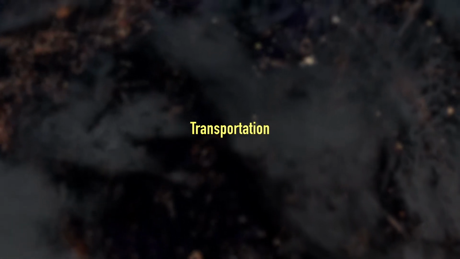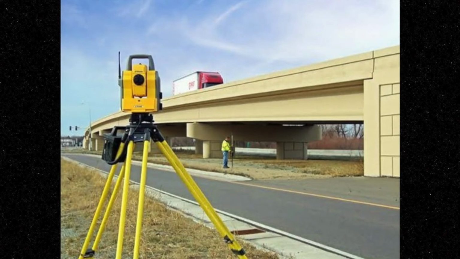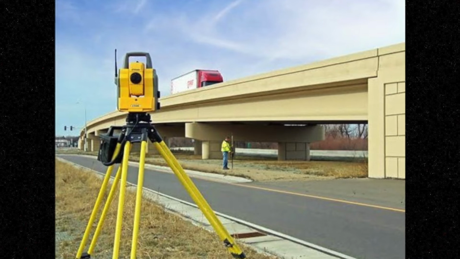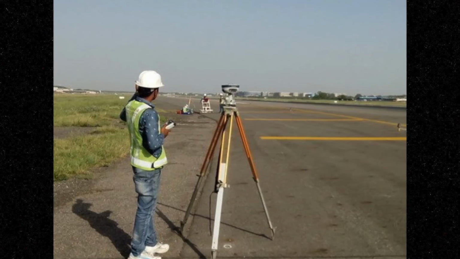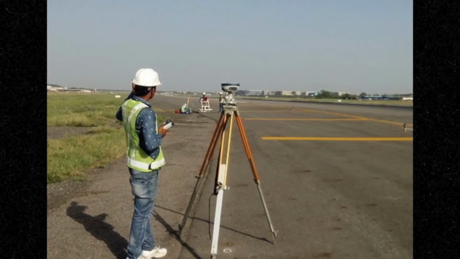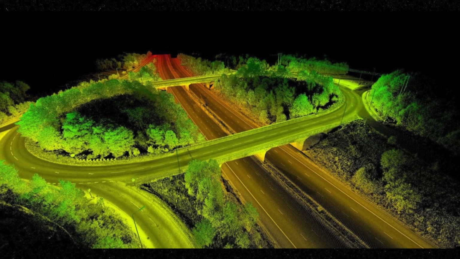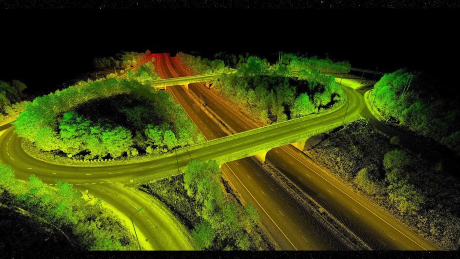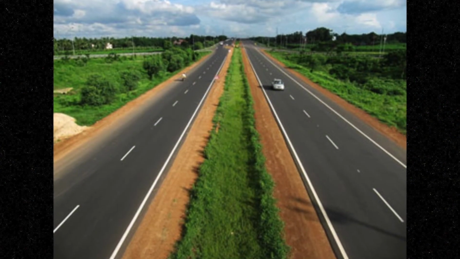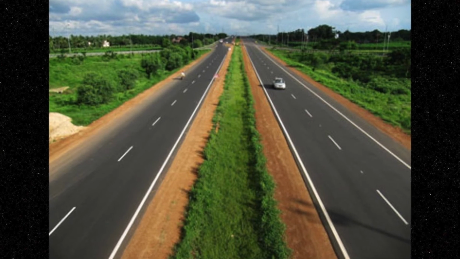Transportation. Highly accurate surveys are required in the design and construction of road infrastructure, often at the 0.2 or 0.3 meter contour interval level. LiDAR and stereo photo surveys are commonly used for these kinds of tasks given their accuracy, precision and comprehensive coverage.